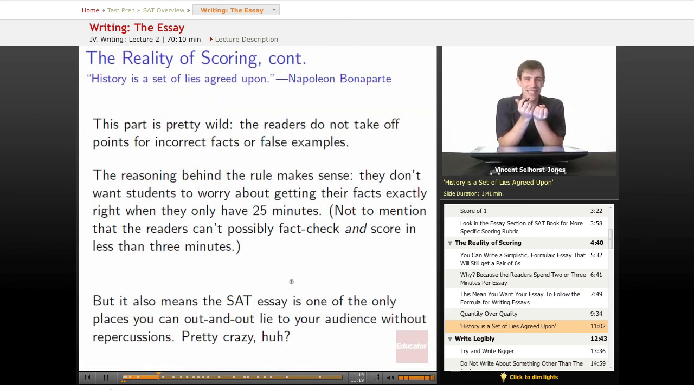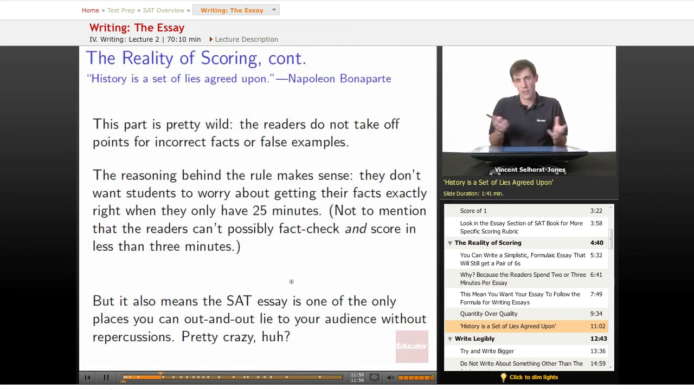I mean, does it really matter if you accidentally screw up and call the Civil War 1865 versus 1860 versus 1870? If you had more time, you'd go and look at it in a book and fact-check yourself and be able to put the right thing in from the beginning. So they can't. They are in fact not allowed to take points off for incorrect facts or incorrect examples. If something is not true, that has nothing to do with whether or not it gets a good score, in theory. So you don't have to worry about being right on every single thing.